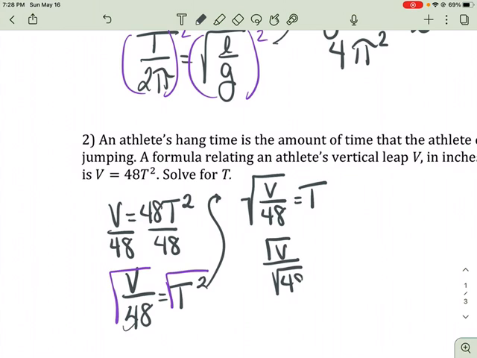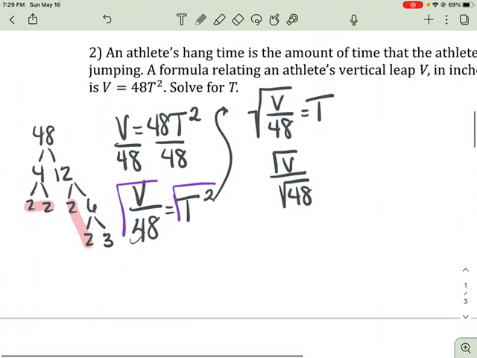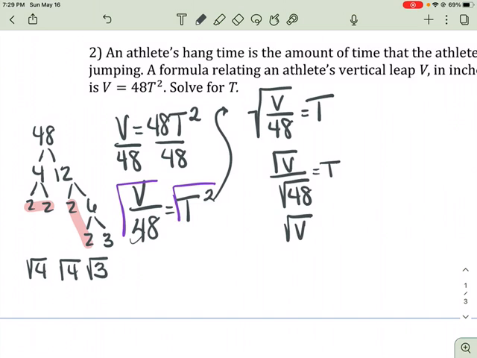So square root of v over the square root of 48. We know from previous we've got to break down 48. To me, that's 4 and 12. This is 2 and 2. This is 2 and 6. 2 and 3. Because it's a square root, group of 2, group of 2. So I'm going to do all that over here on the side. So it's square root of 4, square root of 4, square root of 3. So we get the square root of v over, this is 2 and 2, or 4 square roots of 3.